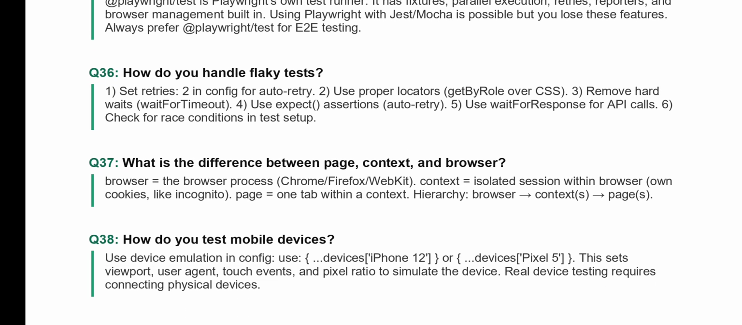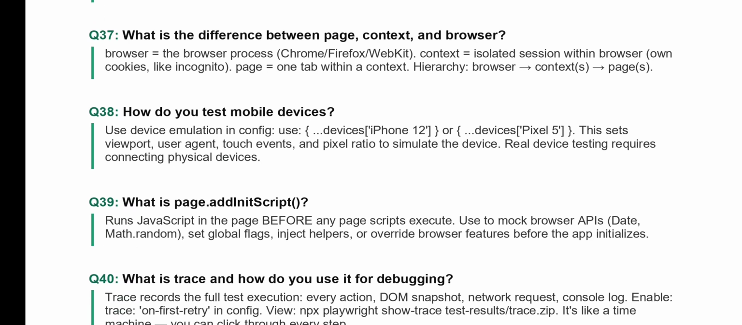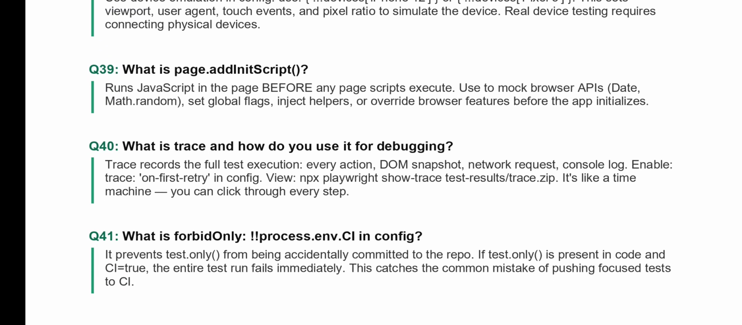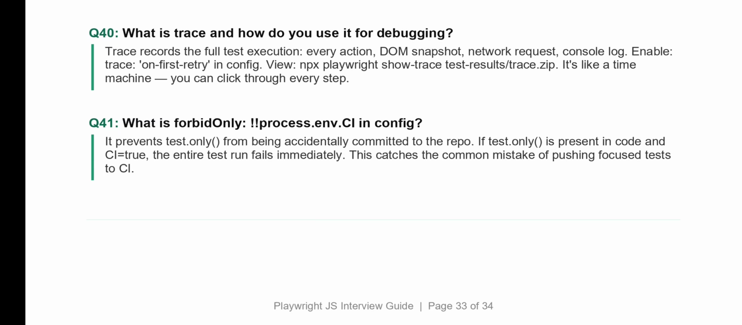How do you handle flaky tests? What is the difference between page, context and browser? How do you test mobile devices in Playwright? What is page.addInitScript? What is a trace and how do you use it for debugging? What is forbidOnly? process.env.CI in config.